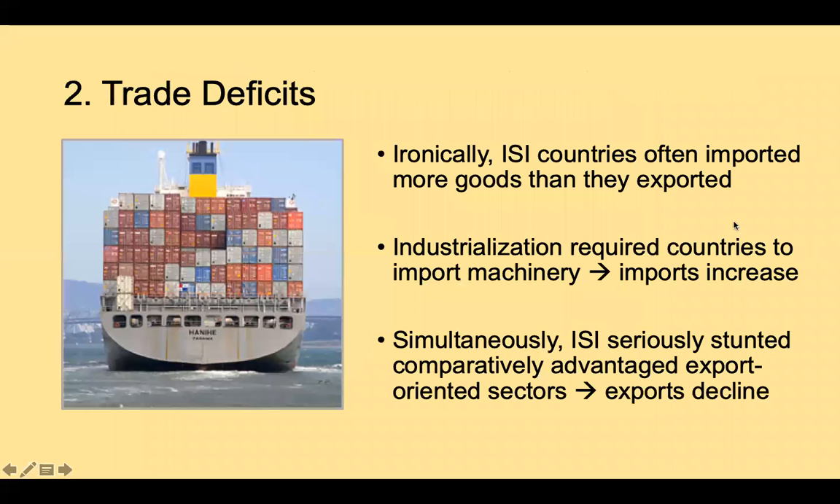Now, these budget deficits went hand in hand with trade deficits, because remember that these countries, in order to industrialize, had to import machinery, capital goods, raw materials, anything that couldn't be produced domestically had to be obtained abroad. And so ironically, a model that was supposed to be characterized by domestic production and protectionism resulted in large trade deficits and more imports than ever before because of the huge volume of capital needed to jumpstart the industrialization process.